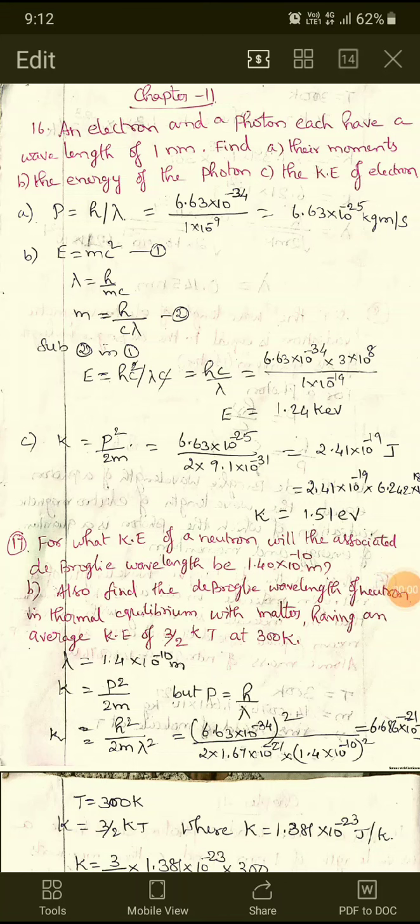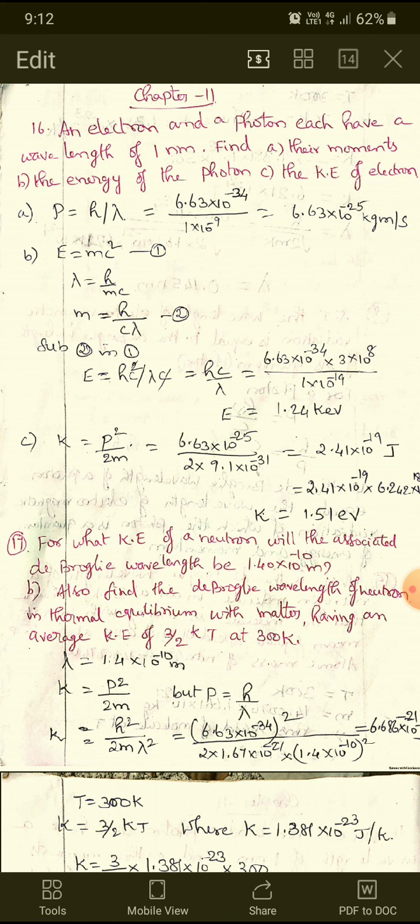Good morning, students. Today we are going to see chapter 11, 16th problem. An electron and a photon each have a wavelength of 1 nanometer. Find their momenta, the energy of the photon, and the kinetic energy of the electron. For part A, we have to find out their momenta.